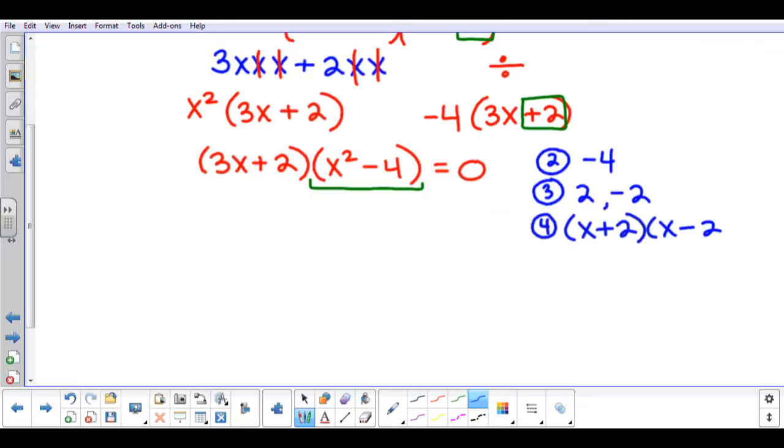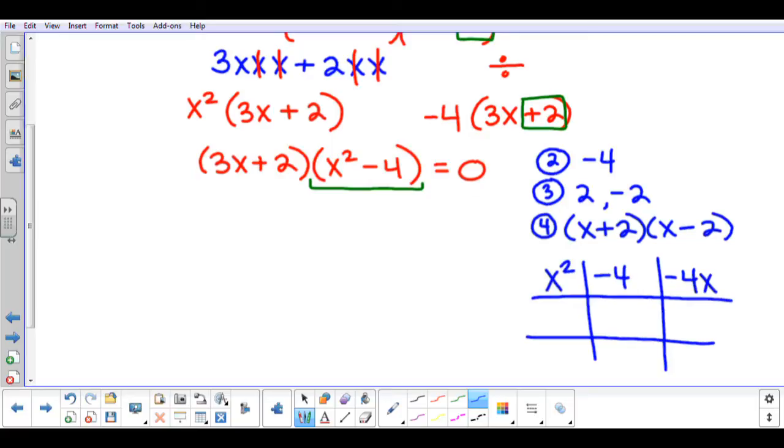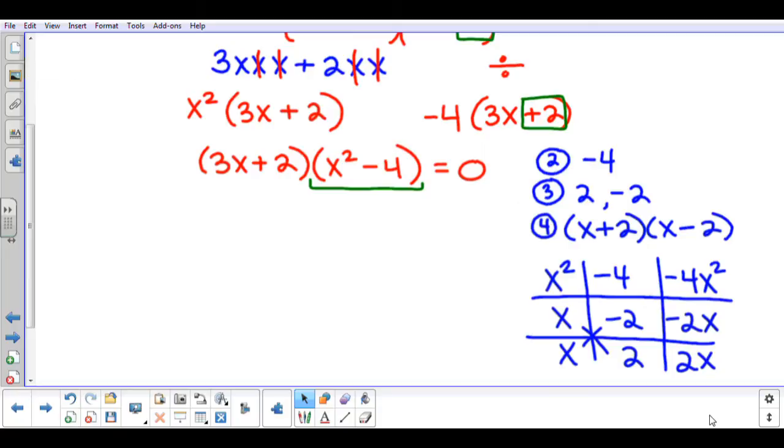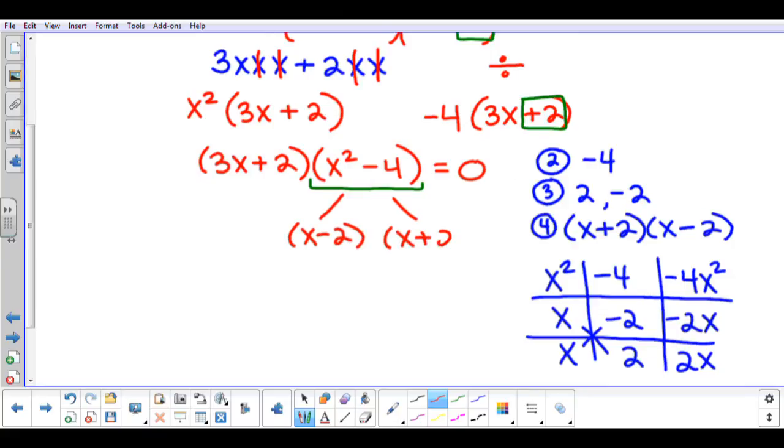Then I would need to put my x term in front, so x plus 2 and x subtract 2. I also could factor this problem with the box method. And I also get x minus 2 and x plus 2. So instead of having the x squared subtract 4, it now breaks down into x subtract 2 and x plus 2. The 3x plus 2 will just come down because I was unable to simplify it any further.